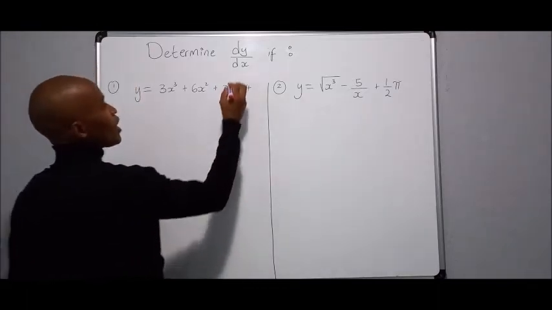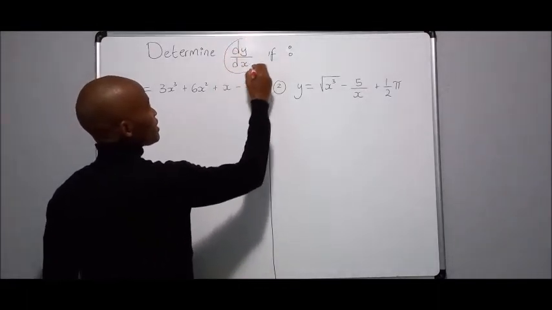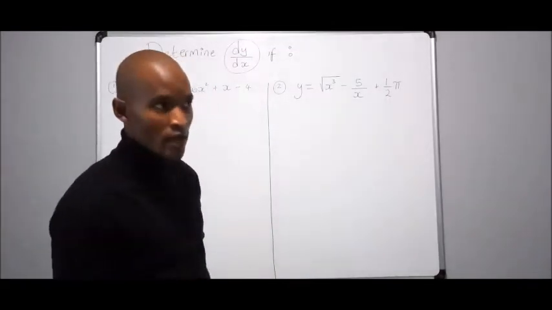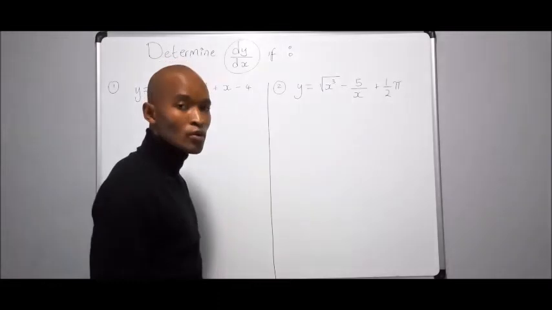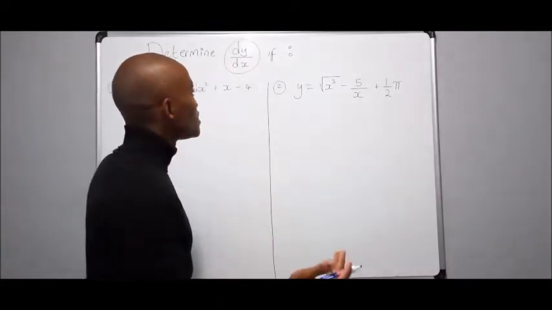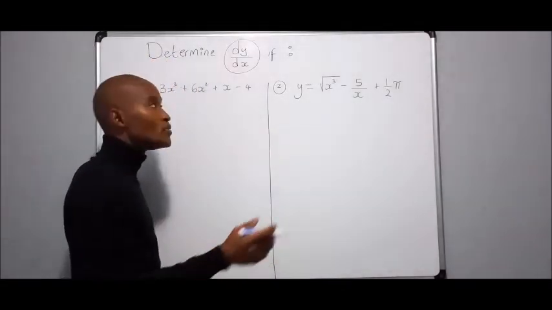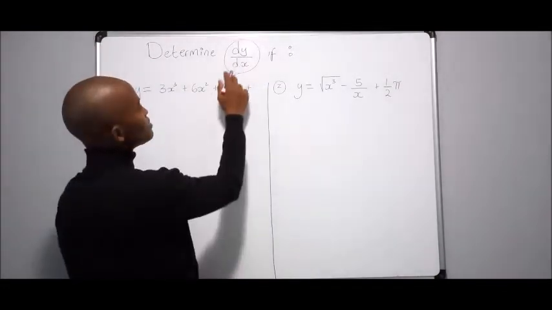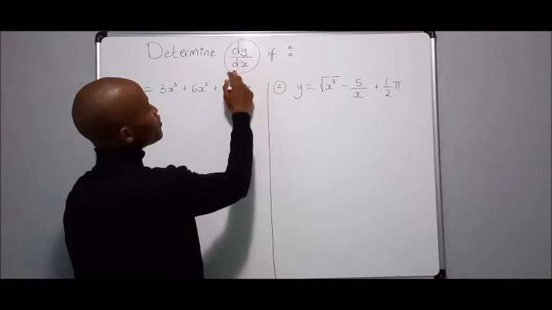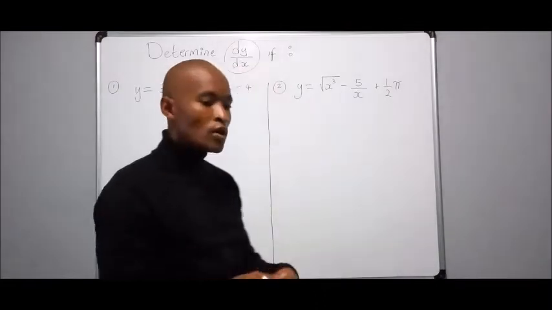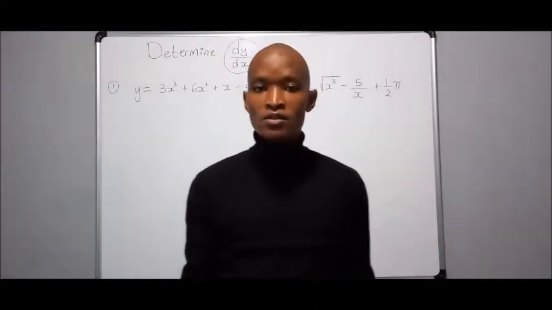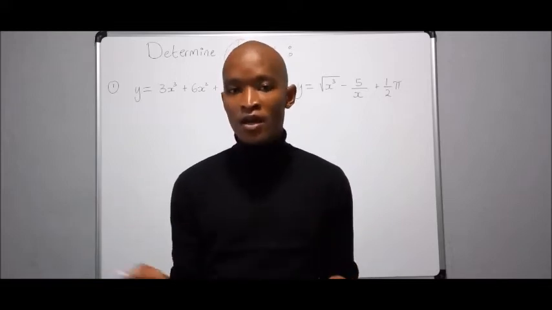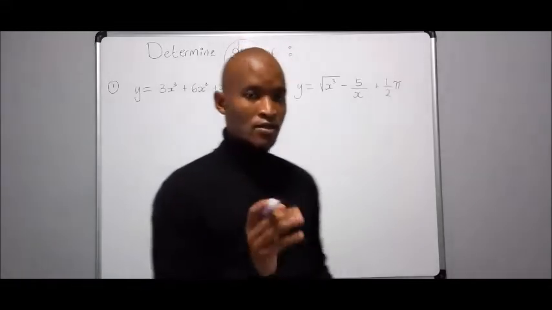Determine dy over dx. This is the notation for differentiation. It's one of the four notations that we have. As you will see in the book, I give the theory, of course, in terms of the notation that you need to be aware of. So what is the meaning of this notation? It says differentiate y with respect to x, because the usual way of expressing functions is a relationship between x and y, because in our Cartesian plane, we have the x-axis and the y-axis.